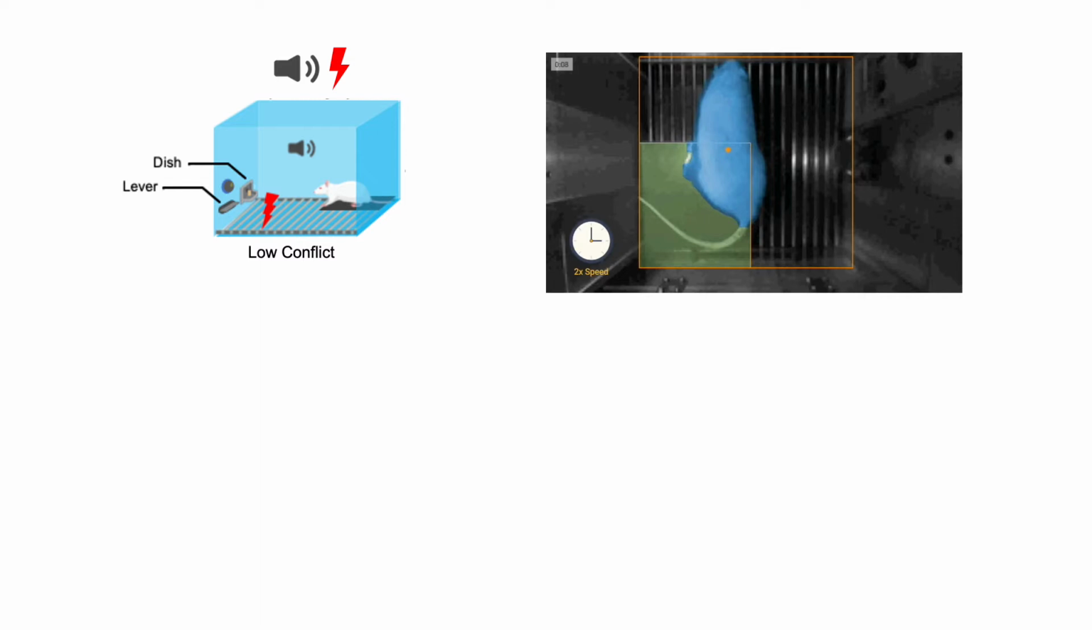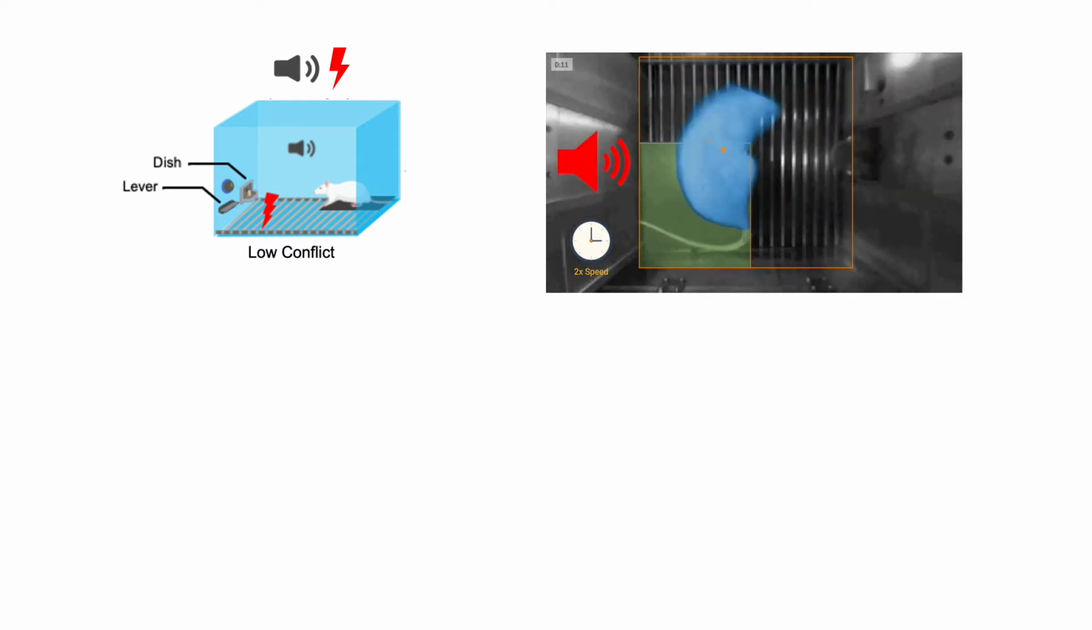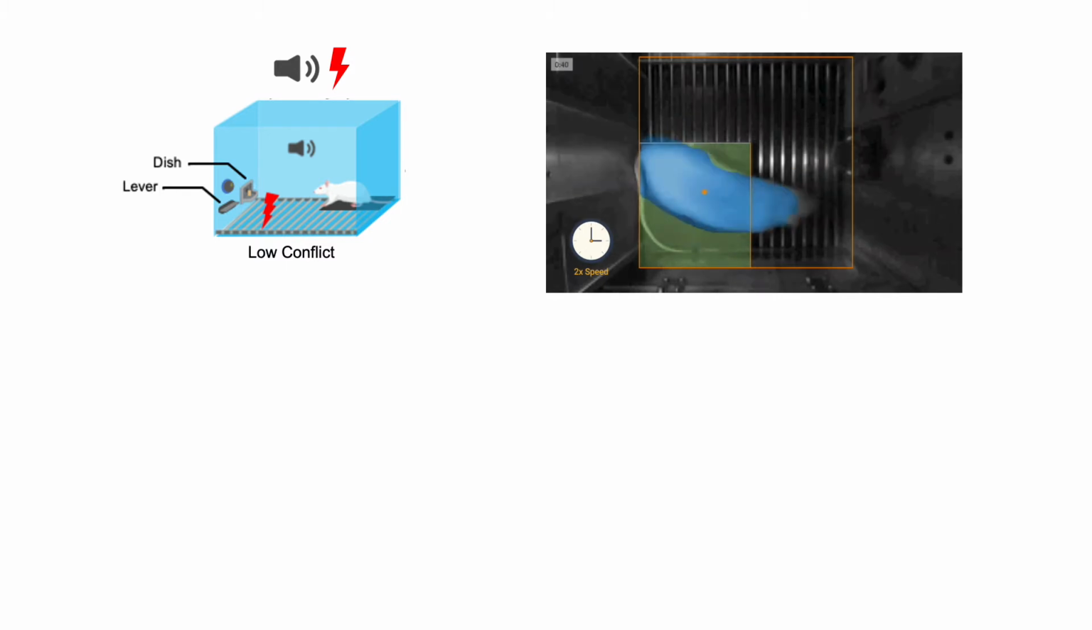Here is a video of how this behavior looks. We can see that the rat quickly ceased pressing and mounted the platform in order to avoid the impending foot shock. However, this situation does not induce a high state of conflict. Even if the rat has to cease pressing for food, it can resume pressing once the tone ends and keep getting food, hence the term low conflict.